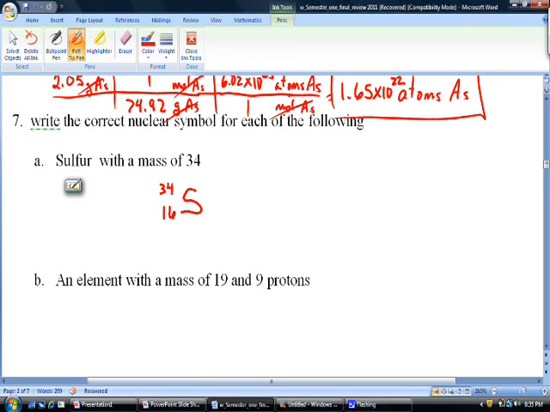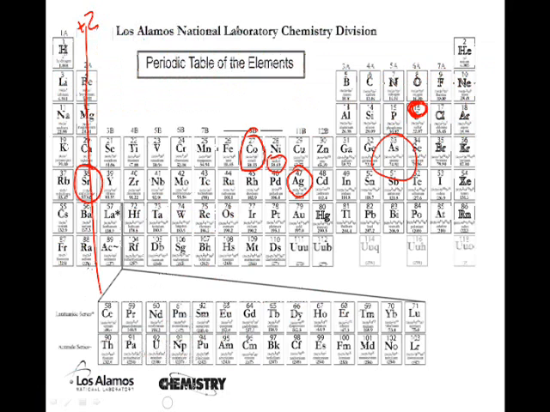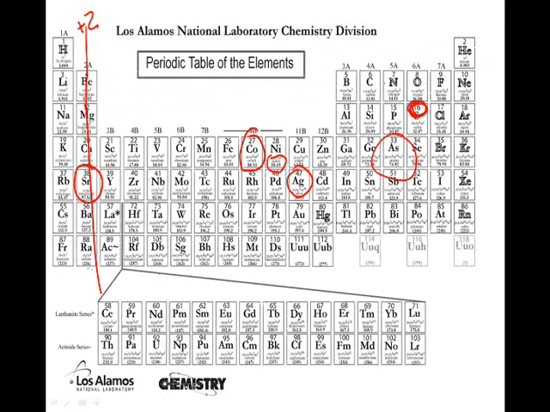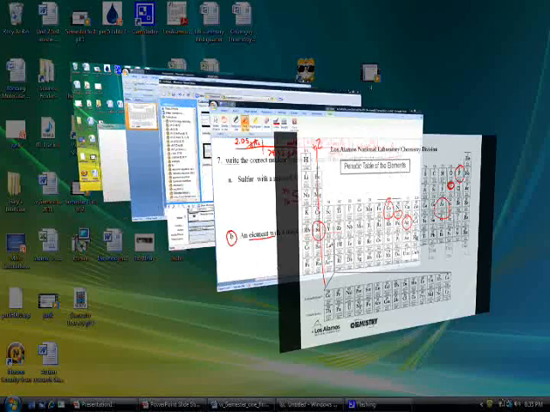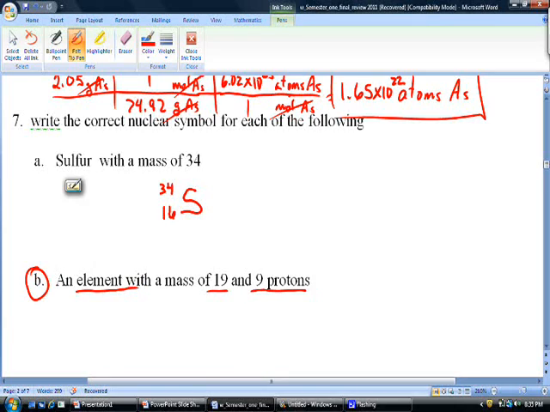Now, here for B, we don't know what the element is. Let's see, it has a mass of 19, it has 9 protons. That ought to be a key for something. Go look for something with 9 protons. So 9 protons looks like fluorine right here. So that's fluorine, 9 protons, and a mass of 19.